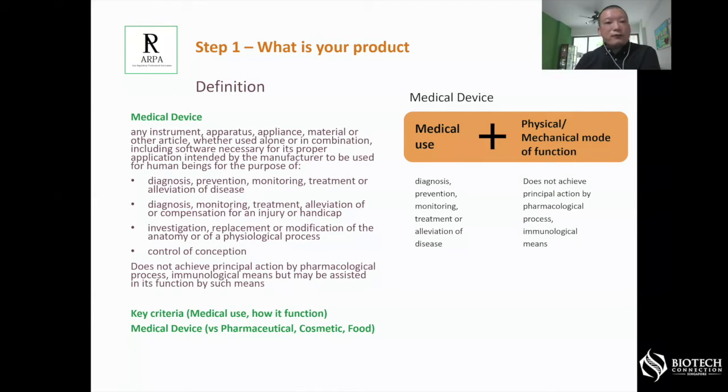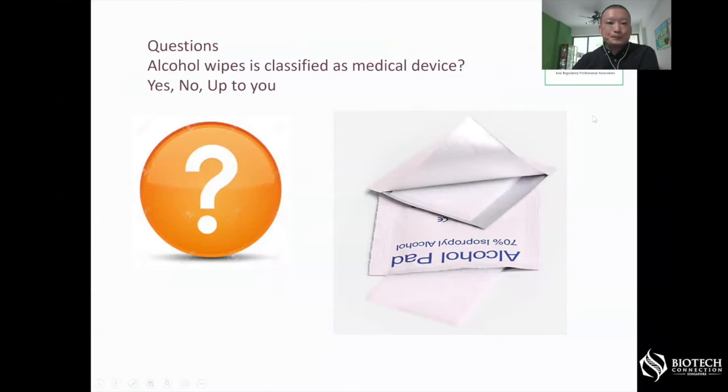Okay, let's now have some fun in terms of how to classify this product. There's an alcohol wipe. I think this is my favorite example. I keep on raising this example again and again. But I think everybody knows that it's a tissue paper with alcohol. What do you think? Is that a medical device or drug or up to you? I think the selection should be up to you. Okay, I don't want you to say not sure. The first selection is up to you. What will be your choice? Okay, yes, no, or up to you.